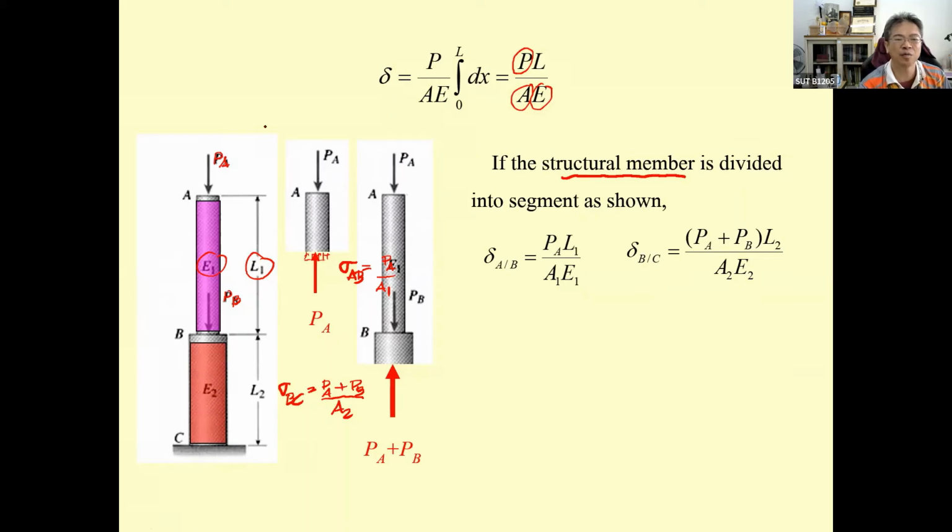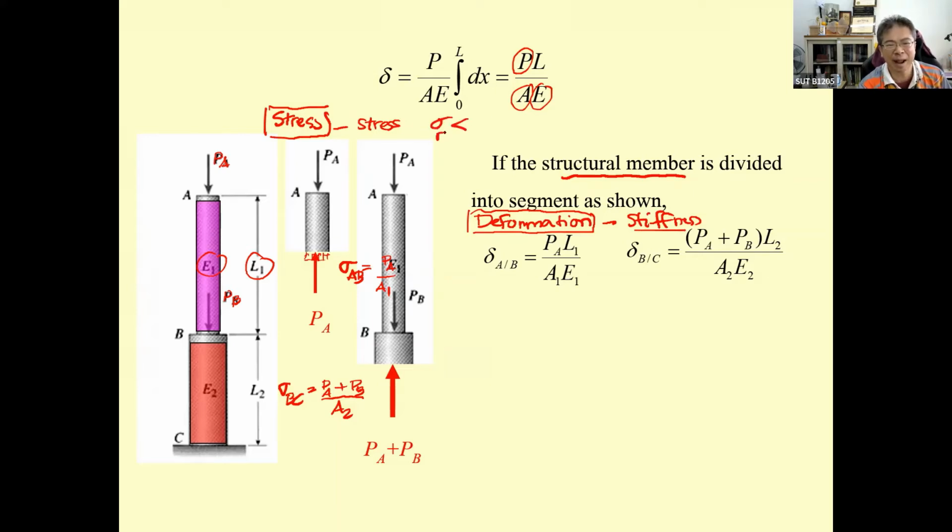So what we consider, one is going to be the stress. Another one is going to be over here. Since we consider the structural member, we consider the deformation that is related to the stiffness, and this one is going to be related to the stress, and sigma must be sigma max.